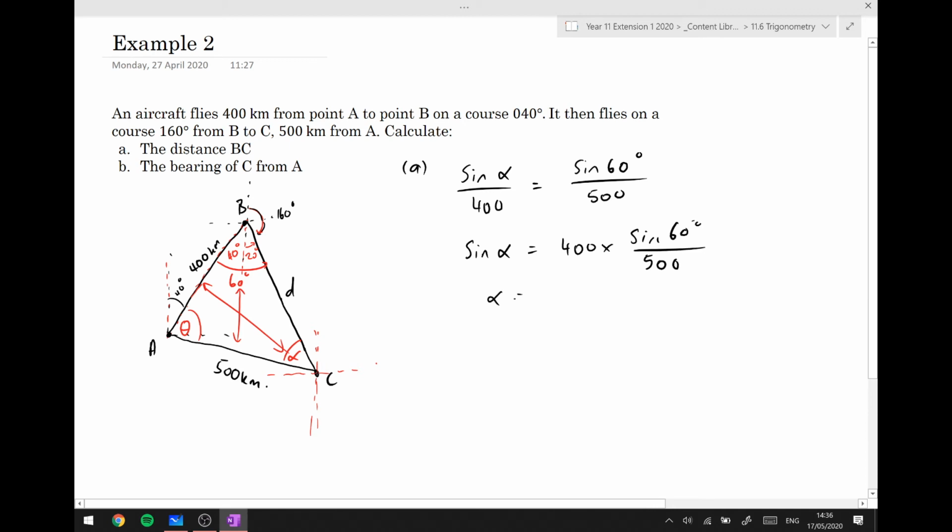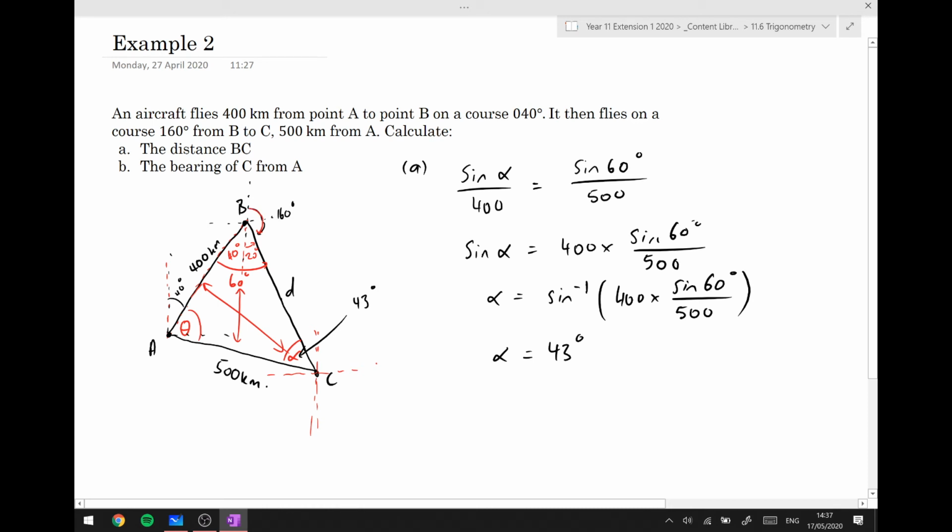So alpha is equal to the sine inverse of 400 times sine of 60 degrees over 500. So alpha is equal to, and what we're going to do is put that into our calculator. 400 times sine of 60 over 500, and we should get a value of 43 degrees. So that means that this angle in here is 43 degrees.